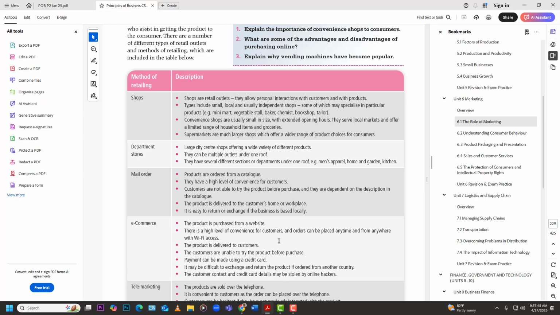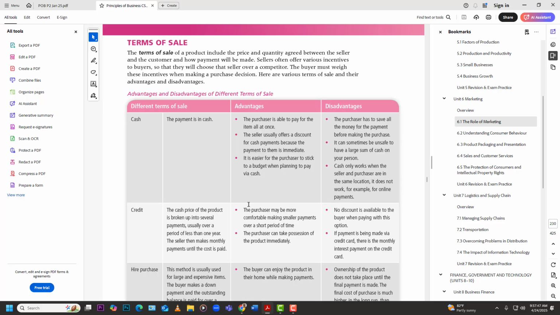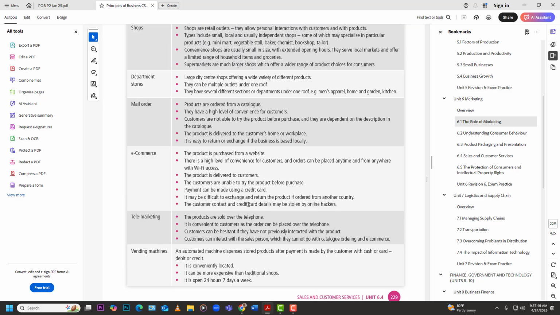Then, of course, you have the most popular one today. And one of the most popular ones is e-commerce. That's where you buy your stuff online, your Temu, your eBay, your Shein, your Amazon, your Walmart, your Target online, those things. Then, of course, another old school but still practical method is telemarketing, where you can conduct your business online, you buy your stuff online.